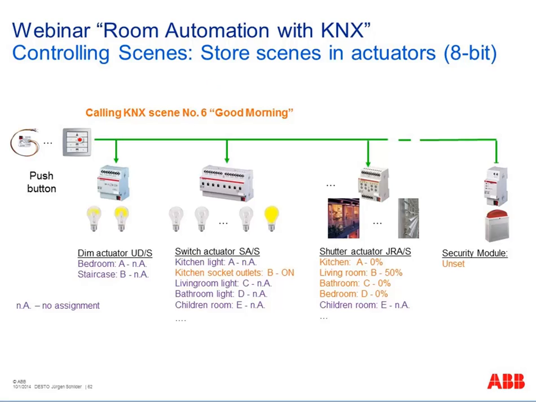Or in the morning, when you wake up, we press the good morning button in our master bedroom. Then it sends the command scene number 6 into our KNX line, and then some devices which are linked with this scene number 6 react. Maybe only my output B, the socket outlet, so the coffee machine maybe is going on, and the shutters in the kitchen, the bathroom, the living room drive to a position, maybe up or 50%, and the security module maybe goes into the mode unset. So this happens only by pressing one button and sending one telegram into our KNX world. We are using this kind of scene function also later, as you will see in our room scenarios.